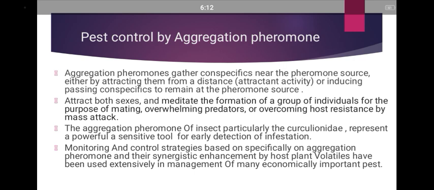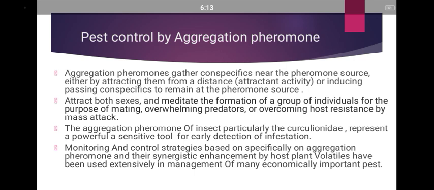Pest control by aggregation pheromone. Aggregation pheromones gather conspecifics near the pheromone source, either by attracting them from a distance, attracting them at close range, or inducing them to remain at the pheromone source, attract both sexes, and mediate the formation of a group of individuals for the purpose of mating, overwhelming predators, or overcoming host resistance by mass attack.